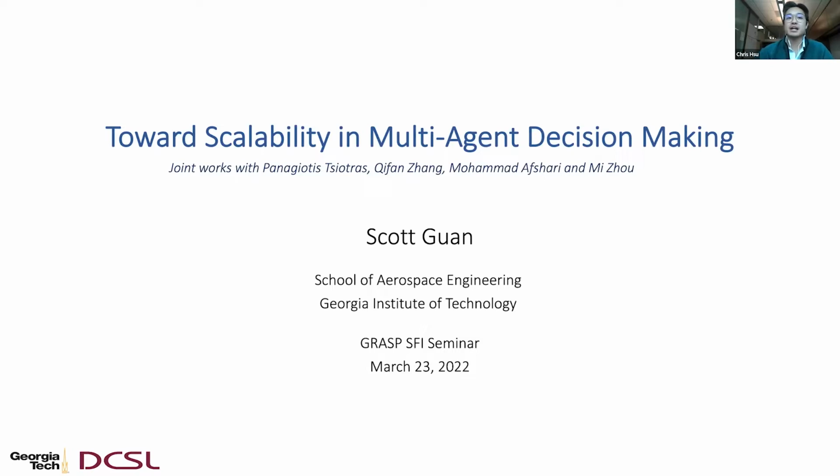Here today we have Scott Guan. He is a PhD student at Georgia Tech in the School of Aerospace Engineering. He is advised by Panagiotis Sieltrus. He received his BS in aerospace engineering at Georgia Tech, and his research interest lies in machine learning, game theory, and optimal control, with his PhD work primarily focused in multi-agent decision making.